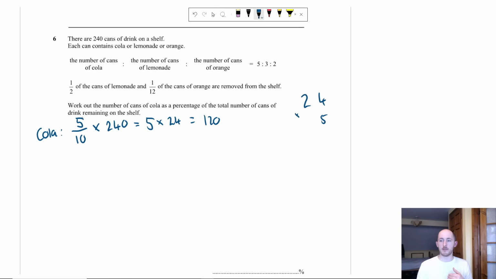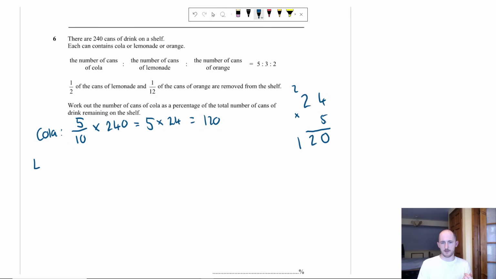When you do the column method, I have quite bad handwriting, so I like to spread the numbers out, but it helps me make sure I don't times the wrong thing or add the wrong thing, which is where a lot of students go wrong, higher or foundation. 5 times 4 is 20, 5 times 2 is 10, plus 2 is 12. So 120 cans of cola.